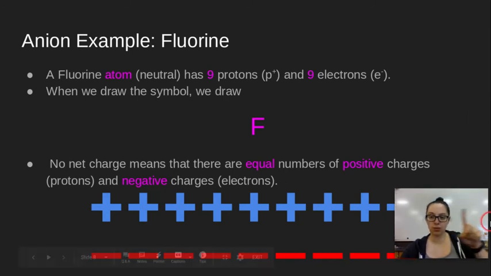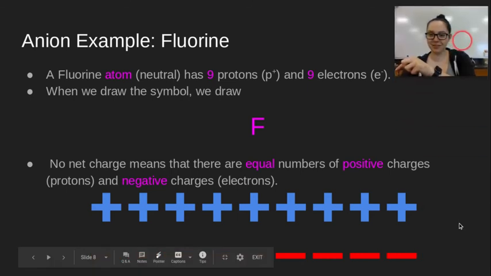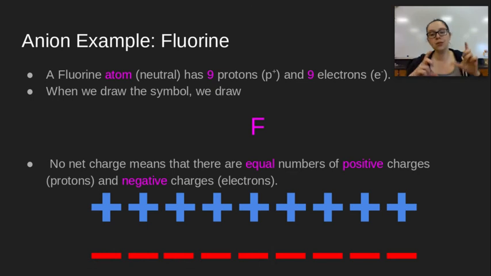No net charge means that there are equal numbers of positive charges, which are protons, and negative charges, which are electrons. You can see in the thing below, I want to be able to point to it. These guys are your protons and these guys are your electrons. So every proton has an electron. For every positive charge, we have a negative charge, and they cancel each other out. Let me just freeze for a second and let that bottom thing go away. And now you can see all protons and electrons have a pair.